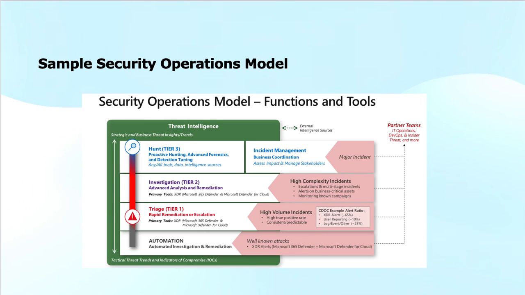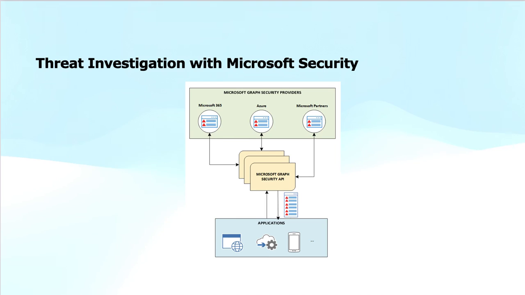Well, the next concept is about threat investigation with the Microsoft Security Graph API. The threat investigation with the Microsoft Security Graph API involves the use of the Microsoft Graph Security API to collect and analyze the security data from various Microsoft security solutions like Defender, Sentinel, or Microsoft 365 to investigate the potential threats from it.